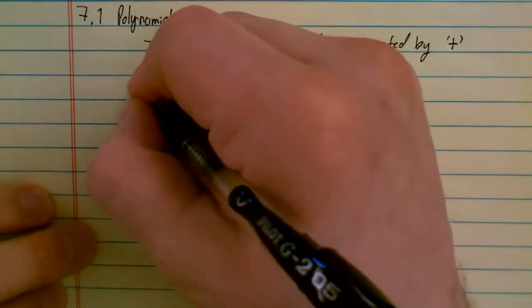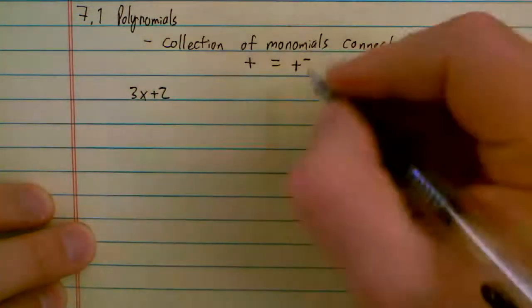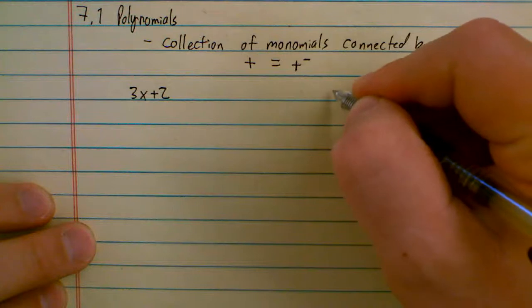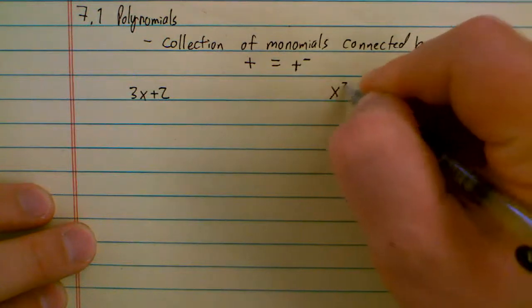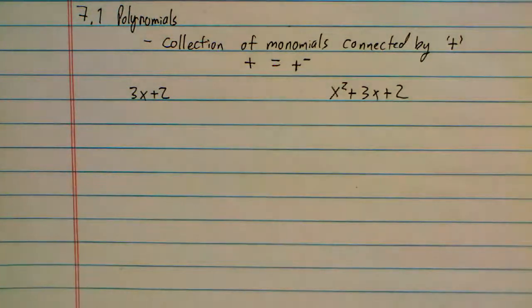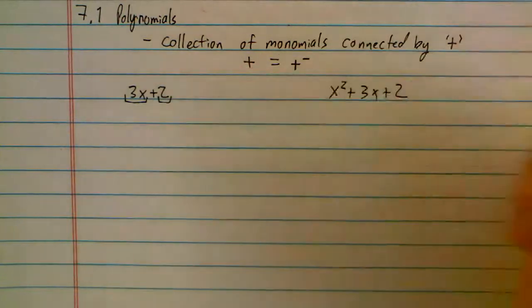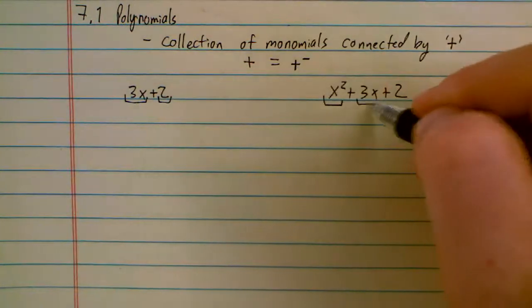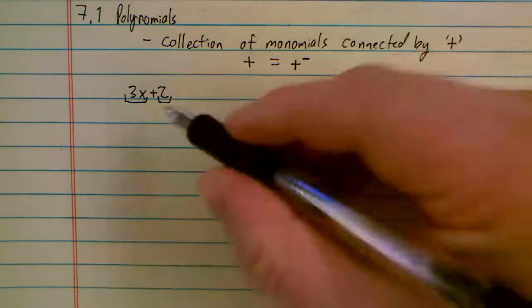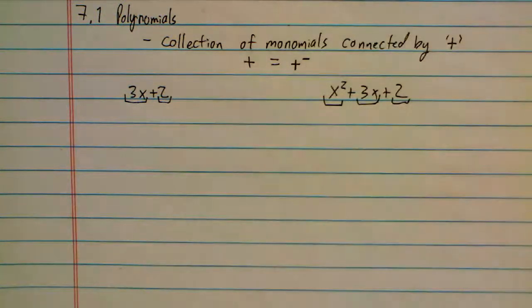In this one, we're going to go 3x plus 2, and over here we're going to write x squared plus 3x plus 2. So each one of these has monomials, 2 or 3. So this has 2 monomials, this has 3. These are both polynomials. Poly, of course, means many. So we're going to be looking at different forms of that.